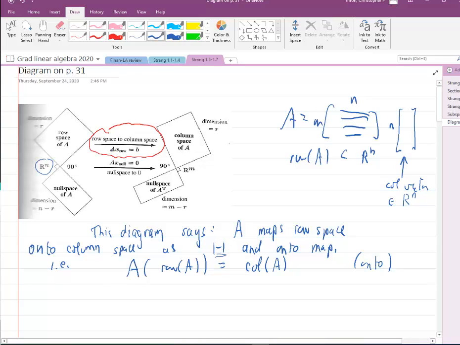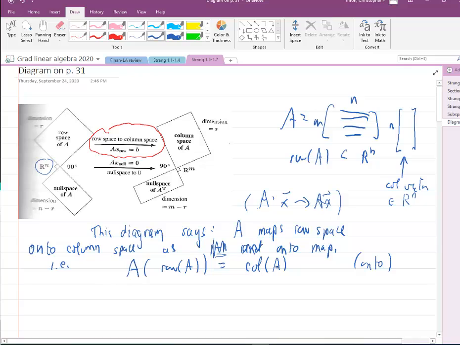Let me just cross this out for a second. It is one-to-one, but we'll see that later. Okay. So what I'm trying to prove is that the matrix A maps x to Ax, right? That's what A does. It maps x by multiplying. So I want to say that this mapping maps the row space onto the column space as an onto map. Everything in the column space can be obtained as a row space vector times A. Okay, so that's what I want to show.